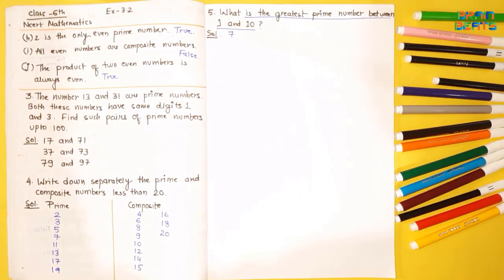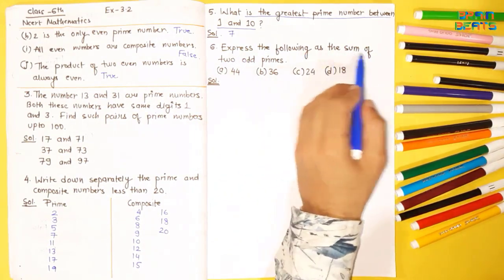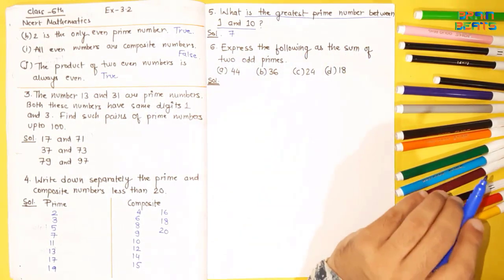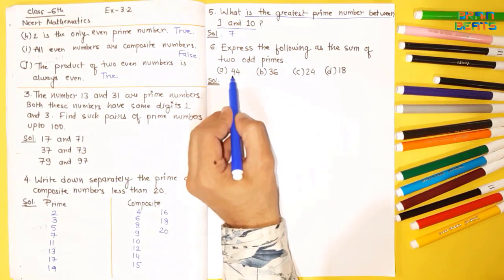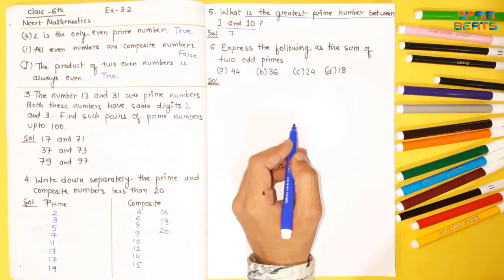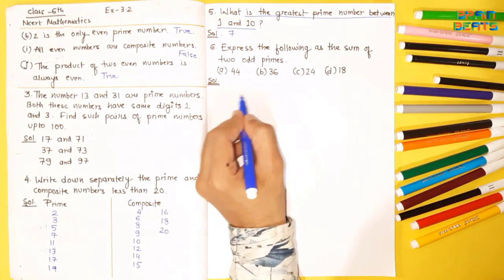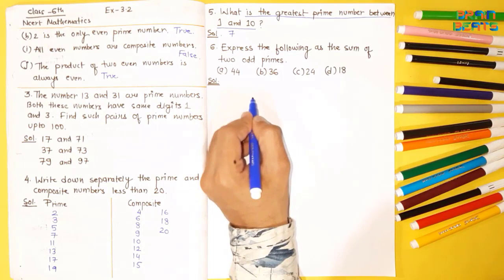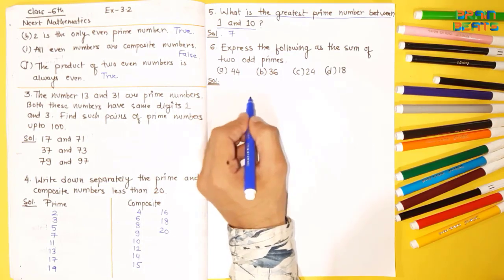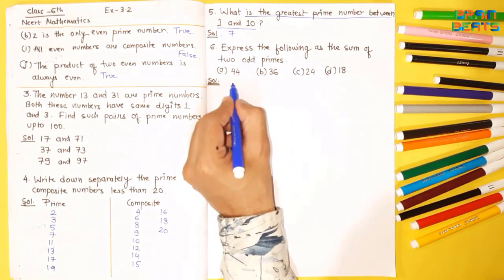Question number 6. Express the following as the sum of two odd primes. That means we have to express these numbers as the sum of two odd primes. Two odd primes means we have to write two numbers which are odd primes, and with the sum of that we get this number. I'll show you how to do this.